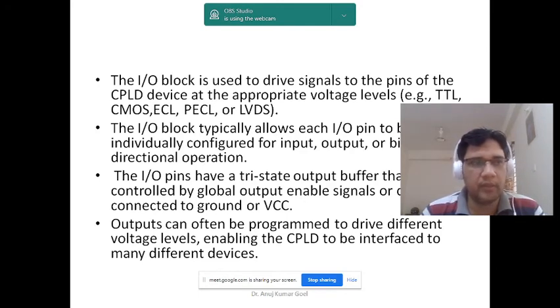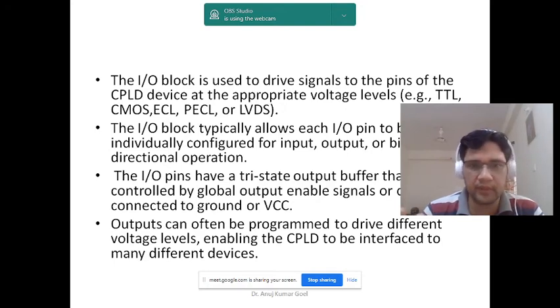For example, if you are giving water supply, one tap is there where the diameter is small, but on the other tap the diameter is somewhat large. So one pressure level should be there. Similarly, in electronics different voltage levels are there. So it is the prime duty of the input output block to maintain those voltage levels.